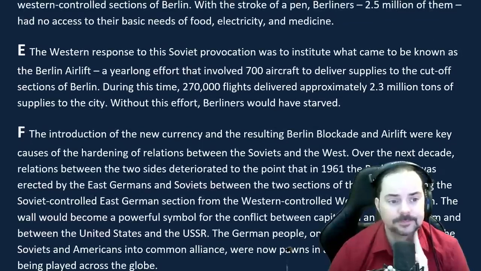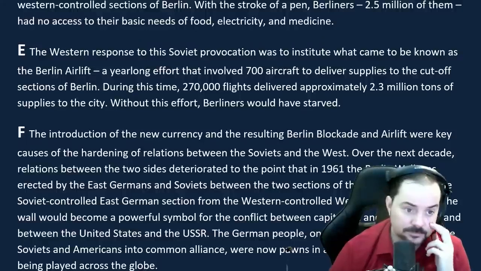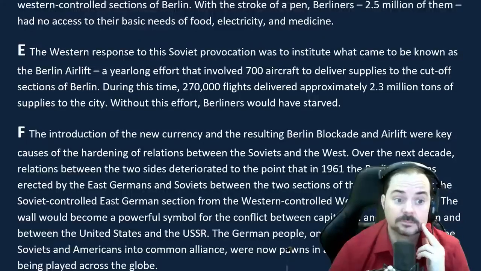The Western response to Soviet provocation was to institute what came to be known as the Berlin Airlift, a year-long effort that involved 700 aircraft to deliver supplies to the cut-off section of Berlin. During this time, 270,000 flights delivered approximately 2.3 million tons of supplies to the city. Without this effort, Berliners would have starved.